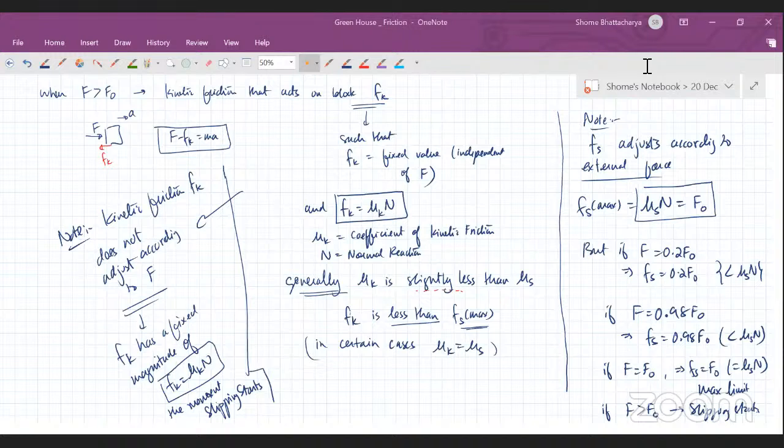Mu k also depends on the material. Coefficient of friction also depends on material. Like the static friction coefficient, this also depends on the materials of the two surfaces. It does not depend on external force or any other factor. It just depends on the surfaces of contact.